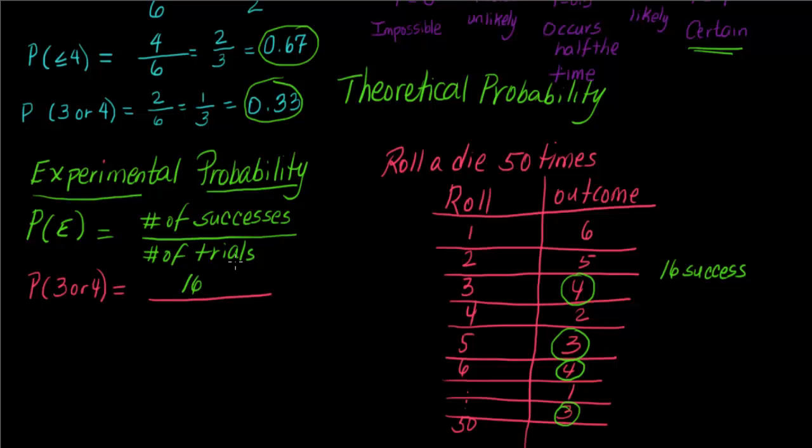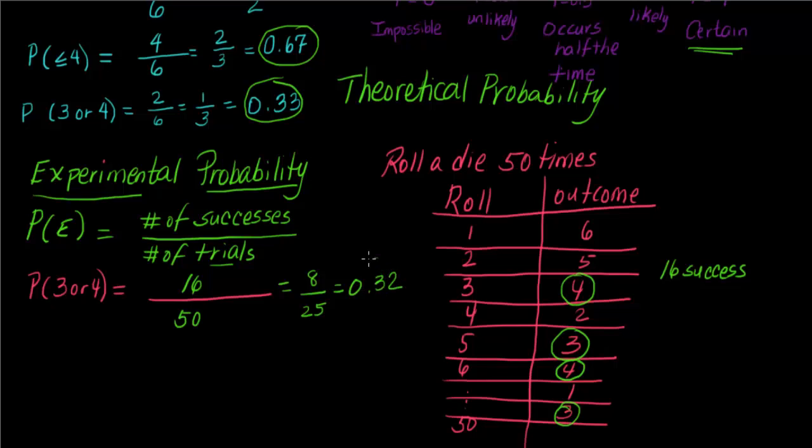And then the number of trials, that means how many times did I actually conduct the experiment? Well, I did it 50 times. I threw that die 50 times, okay? And this is how we calculate experimental probability. And then 16 over 50, you can reduce that to 8 over 25. And with your calculator, you can find that 8 over 25 is 0.32.